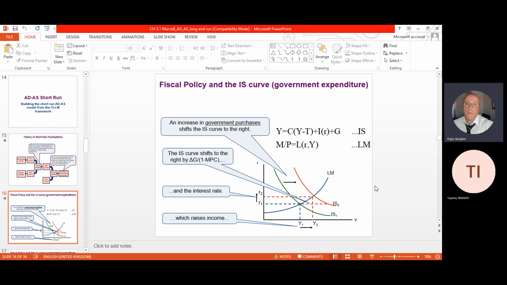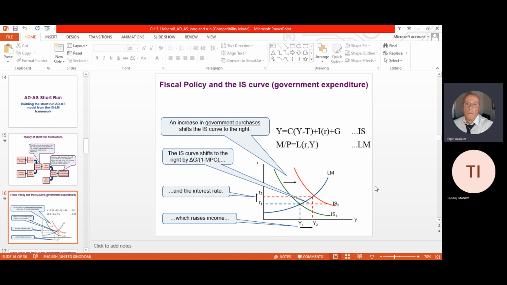The IS curve shifts to the right, and delta G, the change in governmental purchases, is multiplied by 1 over 1 minus the marginal propensity to consume, which will be introduced to you in the next lecture, along with the marginal propensity to save. The two sum to 1. As you increase the marginal propensity to consume, your saving rate decreases, and vice versa. As you increase the saving rate, the marginal propensity to consume is reduced.